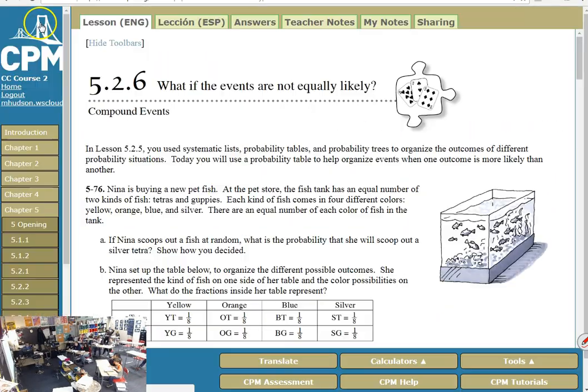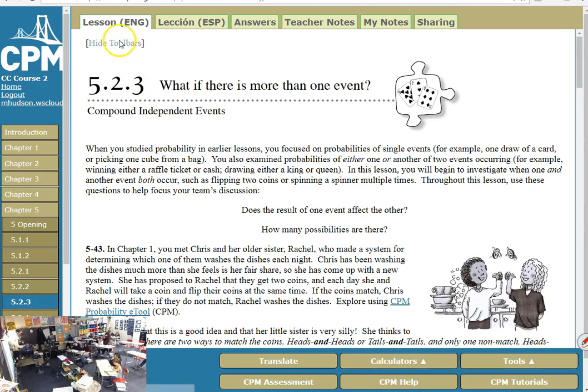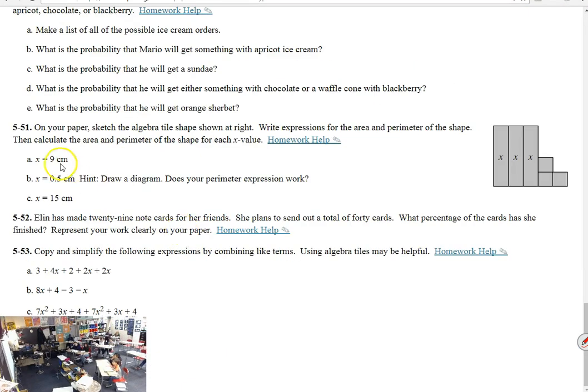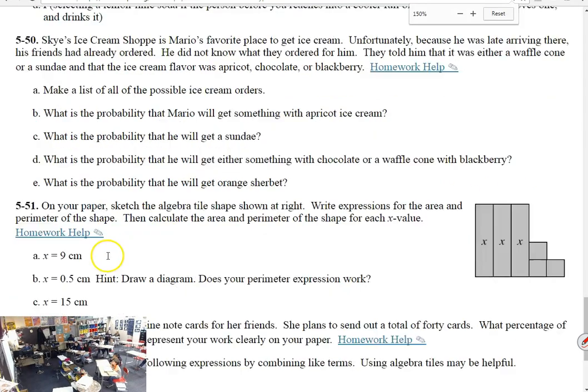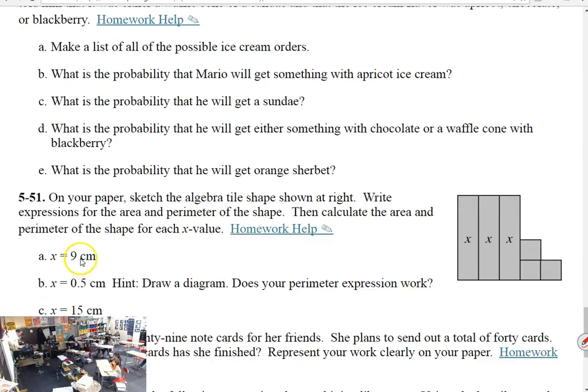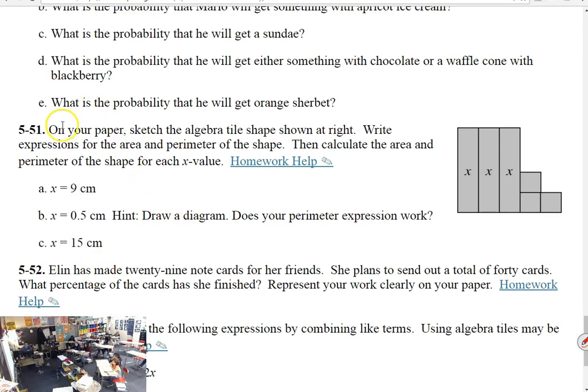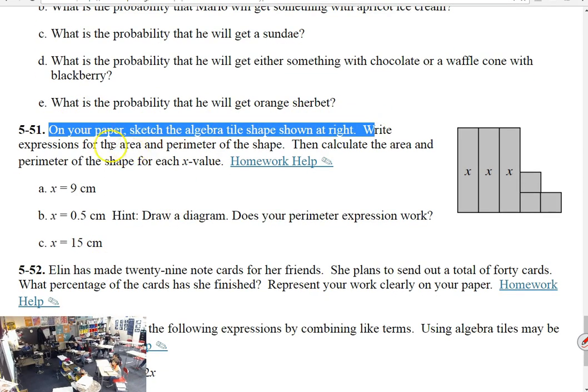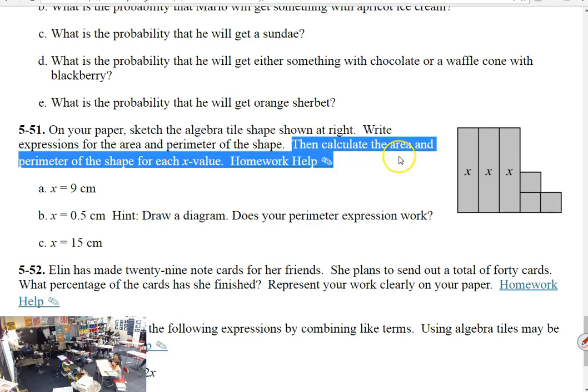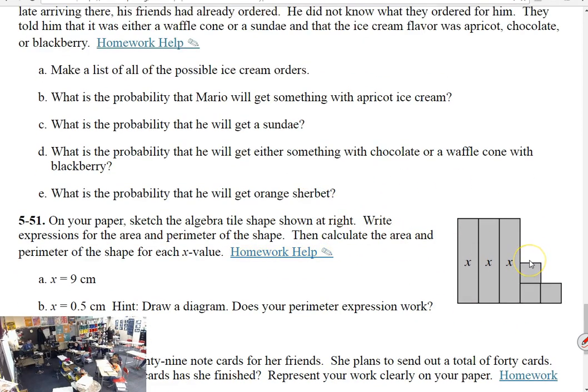551. What lesson is that from? 5.2. Yeah, this one is harder than even the test question, which is, I mean, we want you to practice harder than what you're going to be expected to perform. On your paper, sketch algebra tiles at the right, write expressions for the area and perimeter of the shape, then work with ABC. So the first thing we would want to do here is figure out the perimeter and the area of it on its own. We have to look at each individual section.